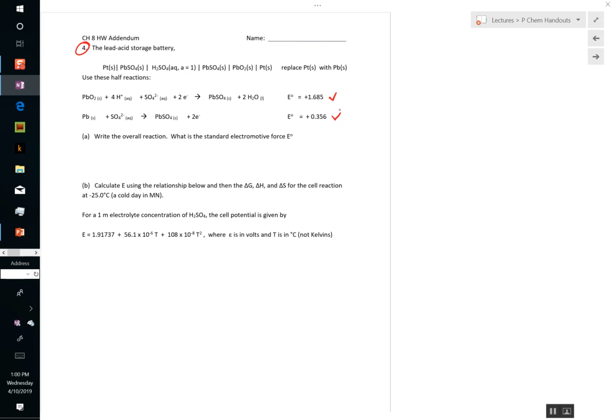Try to find, I got too many papers. Find my calculations. And here we go.